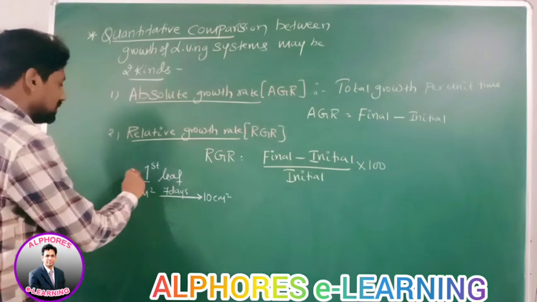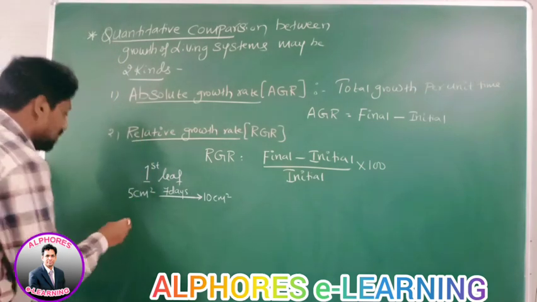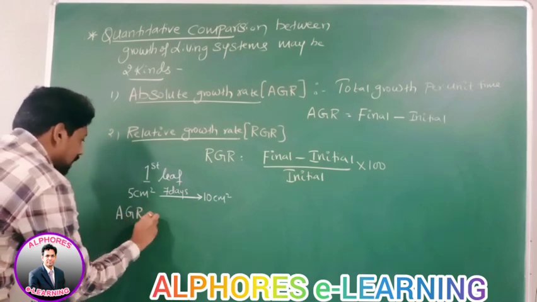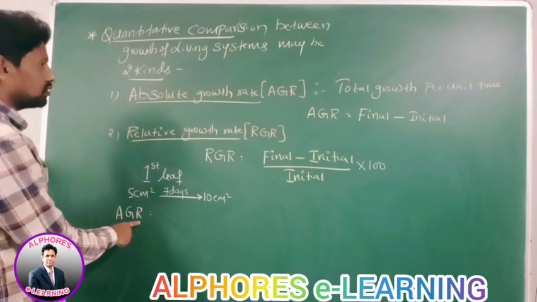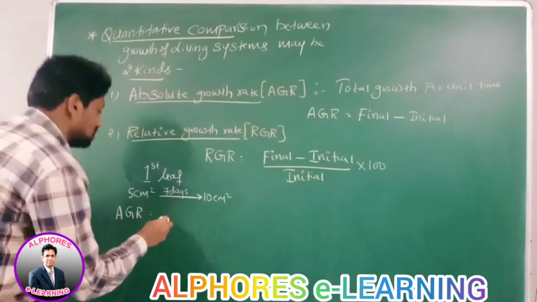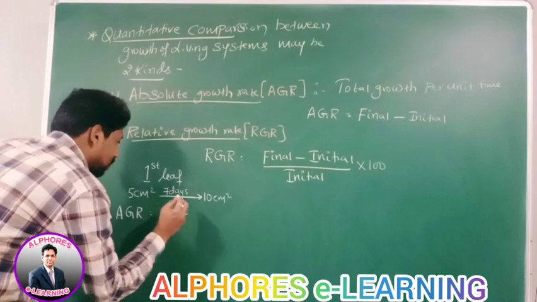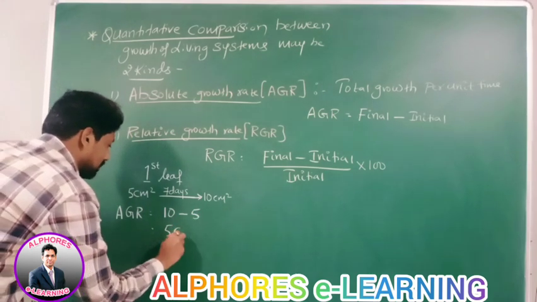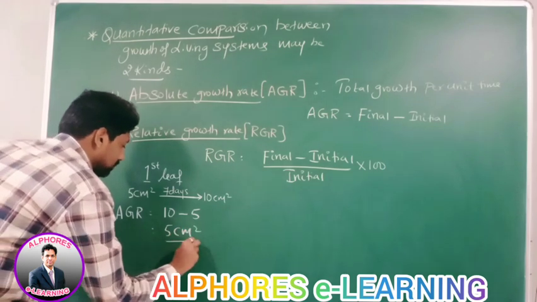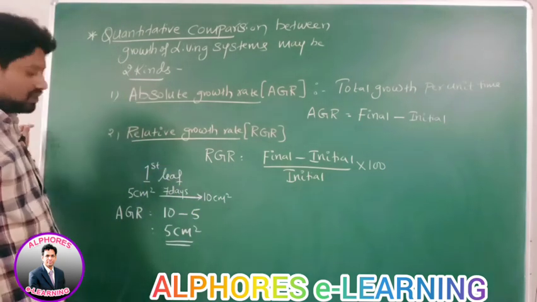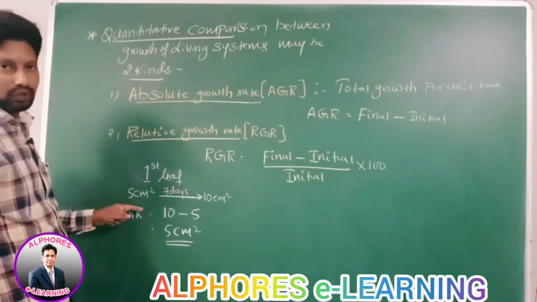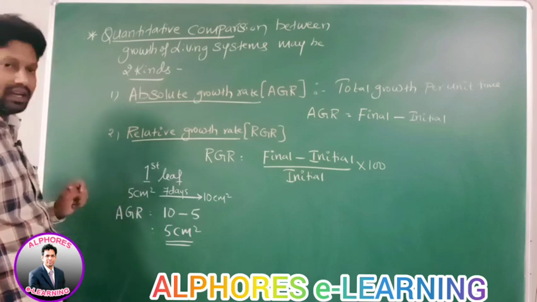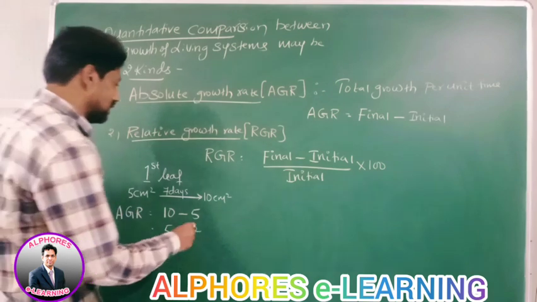In this first leaf, what is the absolute growth rate? Absolute growth rate means final minus initial. It means 10 centimeter square minus 5 centimeter square. Therefore, it becomes 5 centimeter square. This is concerned with which growth? It is absolute growth rate. Now go for relative growth rate of this first leaf.